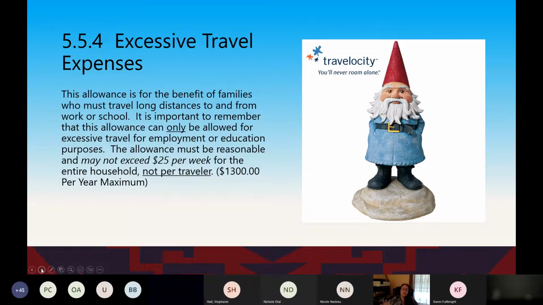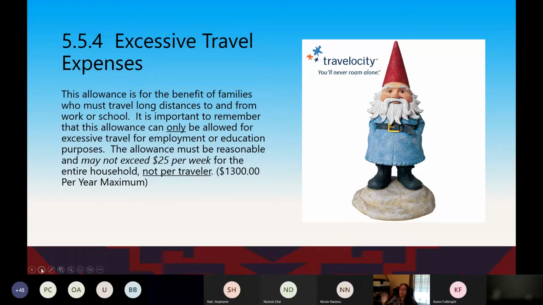Excessive travel: this allowance is for the benefit of families who must travel long distances to and from work or school. It's important to remember this allowance can only be allowed for excessive travel for employment or education purposes. The allowance must be reasonable, may not exceed $25 a week for the entire household, not per traveler. $1,300 per year max. You need to set what your excessive distances are.